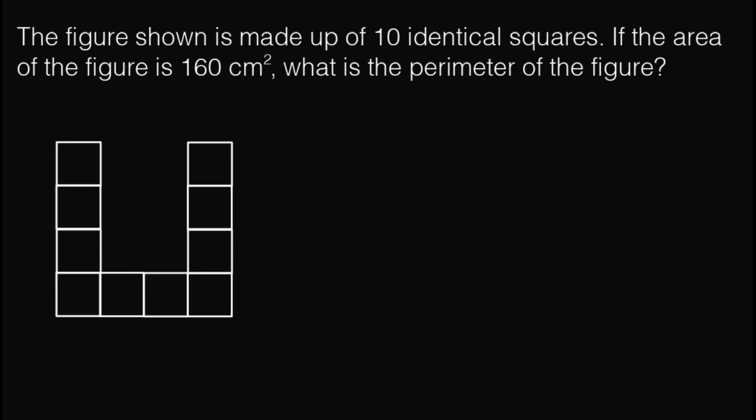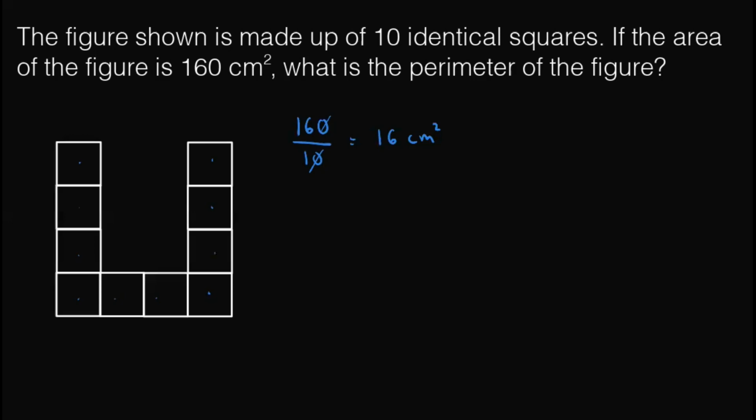So to solve this, since we know that this figure is composed of 10 identical squares, then we know that the area of each of these squares is simply 160 centimeters squared over 10, which is equal to 16 centimeters squared. So that is the area of each of these squares.